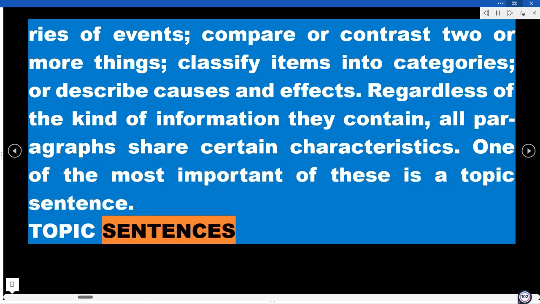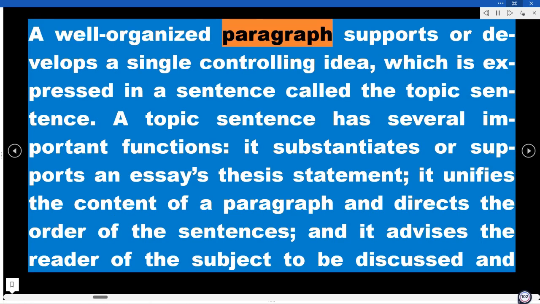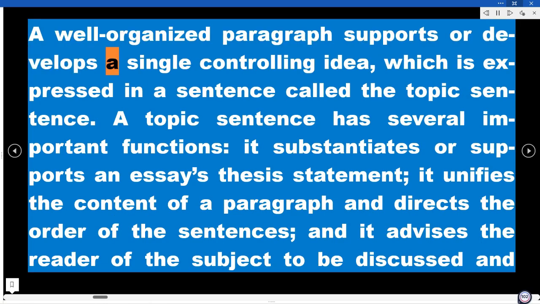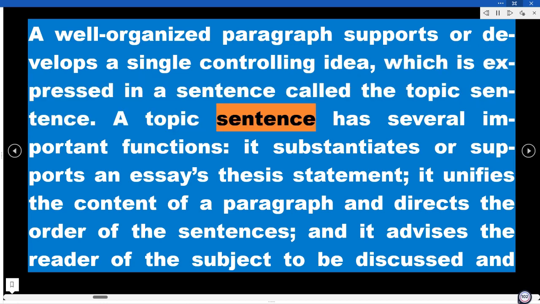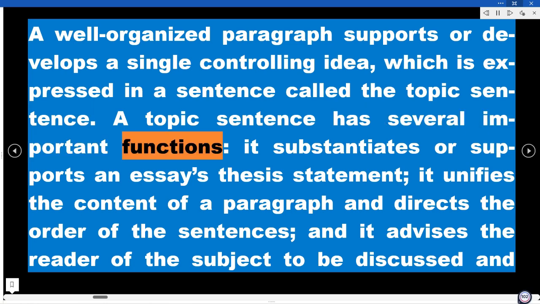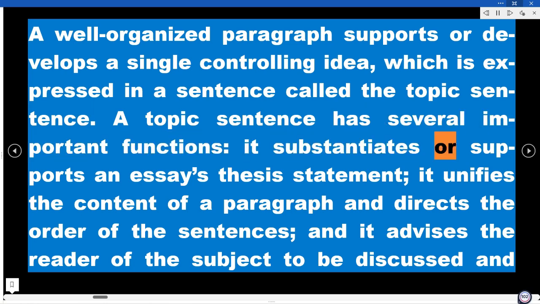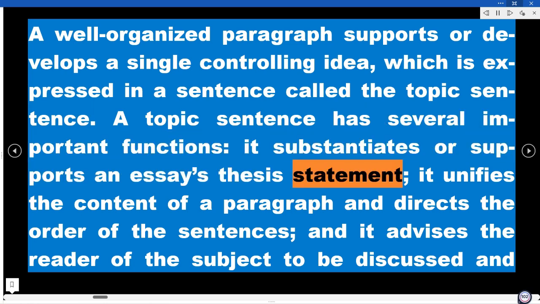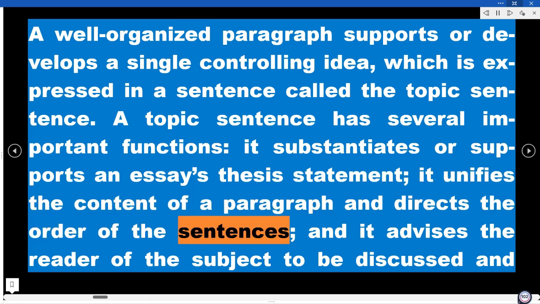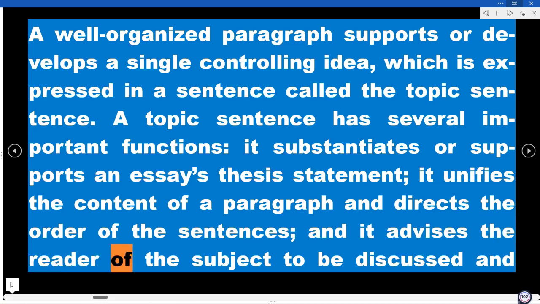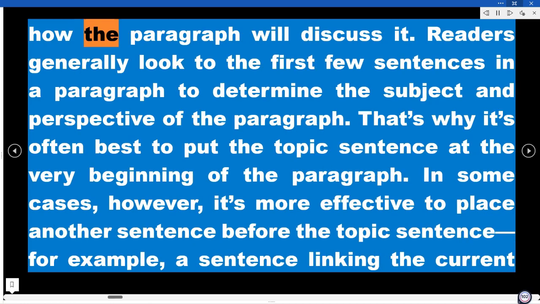Topic sentences. A well-organized paragraph supports or develops a single controlling idea, which is expressed in a sentence called the topic sentence. A topic sentence has several important functions. It substantiates or supports an essay's thesis statement, it unifies the content of a paragraph and directs the order of the sentences, and it advises the reader of the subject to be discussed and how the paragraph will discuss it.